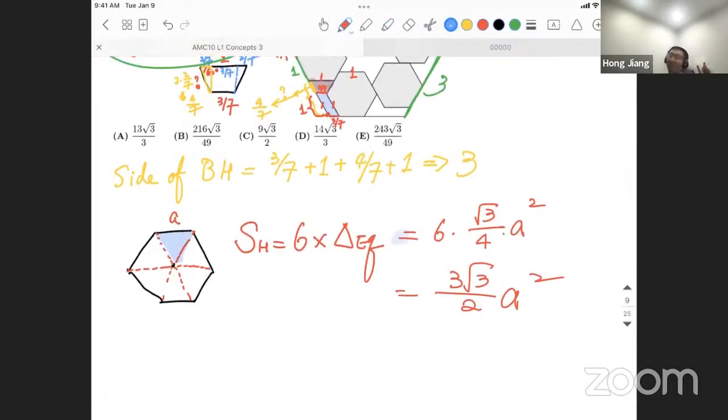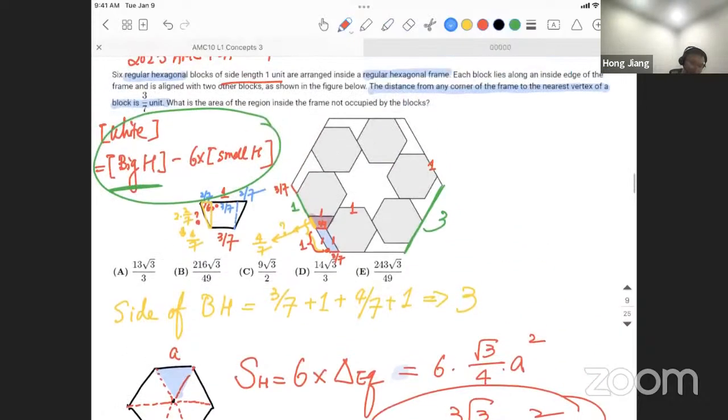As long as you know the side length of the equilateral triangle of this regular hexagon, you plug it into this formula, and you'll be able to determine the total area. So what you have to do is so easy. You know this guy, a equals 3. You know this guy, a equals 1. Just plug in the values, and you'll find out C is the correct answer.